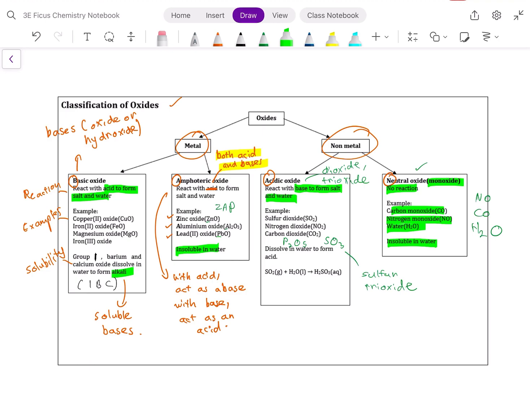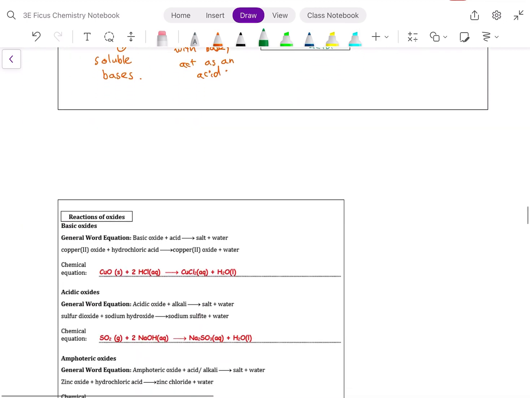Okay, acidic oxide, most of the time they are soluble in water to form acid. Alright. Okay, for example, you dissolve sulfur dioxide in water, you get sulfurous acid. Okay, so this thing is actually your sulfurous acid. Okay, and then they react with base to form salt and water. So later on I'll give you examples to illustrate the reactions. Okay, just on the next page.